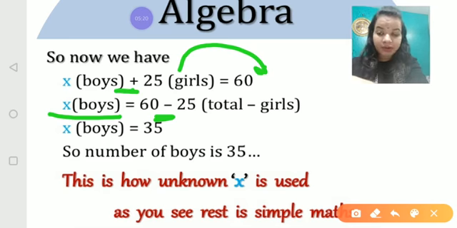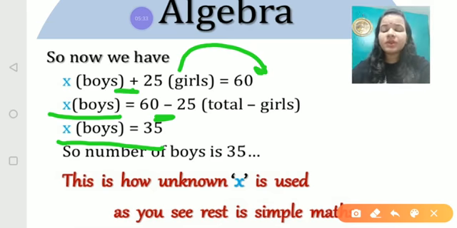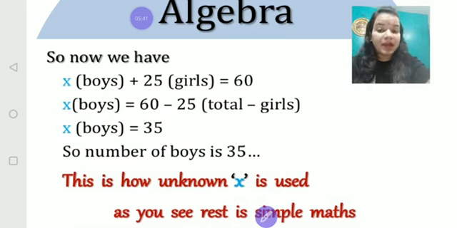60 was already written there. 25 will move to the right side in subtraction. So now the x, that is the boys, equals 60 minus 25, that gives you 35. Okay, so the number of boys is 35. This is how unknown x is used. As you see, the rest is simple math. So in this way you are going to use this term x for unknown terms. Okay.